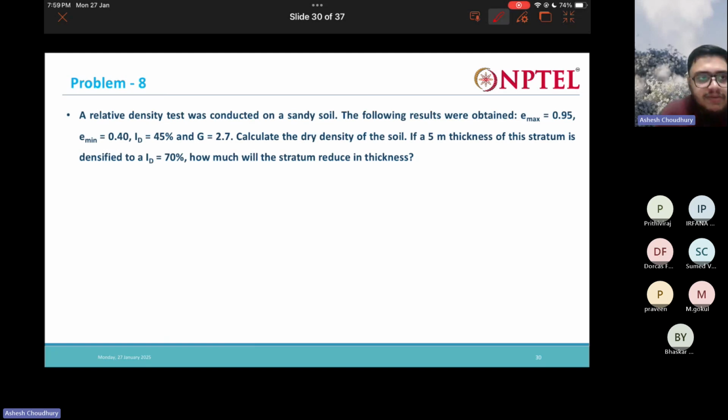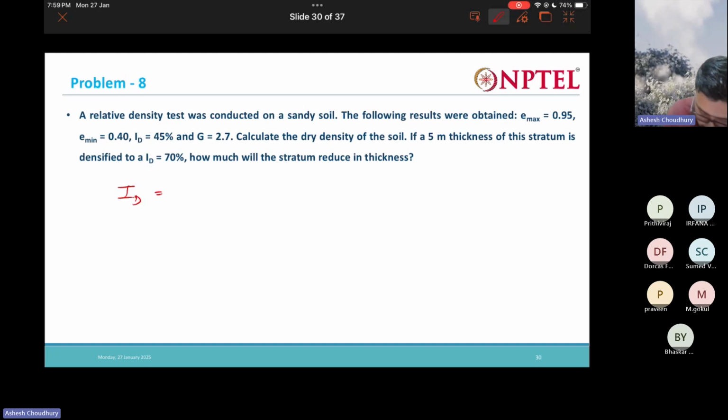So next question: a relative density test was conducted on a sandy soil. The following results were obtained: Emax is 0.95, Emin is given, relative density is given. Calculate the dry density of the soil. If a 5 meter thickness of the stratum is densified to... Okay, let us do it one by one. I will do it a little fast, because we need to solve 8, 9, 10, 11, four problems and we don't have time.